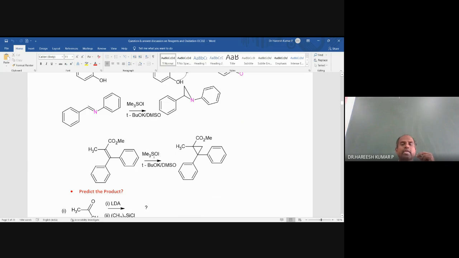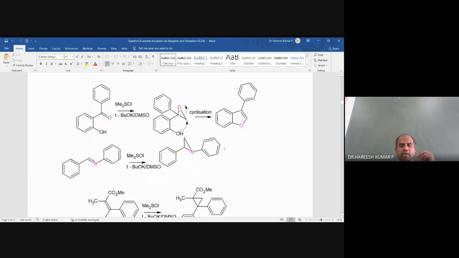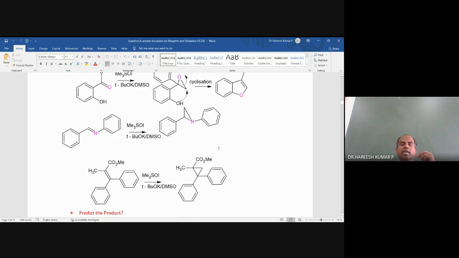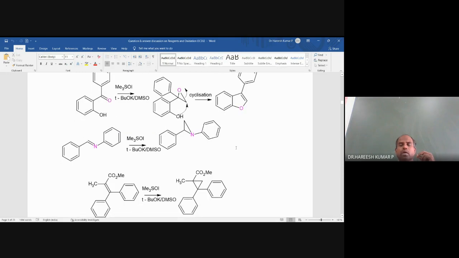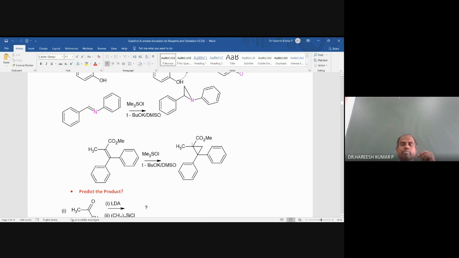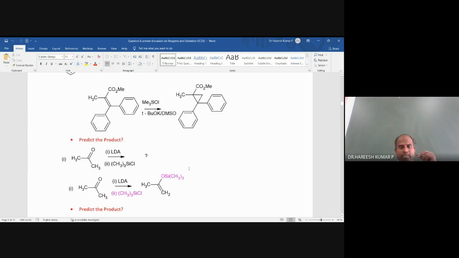So what is Corey halide? Corey halide is trimethyl sulfoxonium iodide. So it will act as a source of methyl group. There will be a new bond formation between this carbon and the carbon of Corey halide, forming a cyclopropane ring. So these are the 3 examples I took for explaining the Corey halide in organic synthesis. That means it is possible to prepare heterocyclic compounds and also it is possible to prepare a cyclopropanated product.